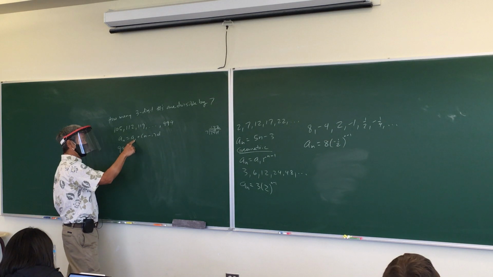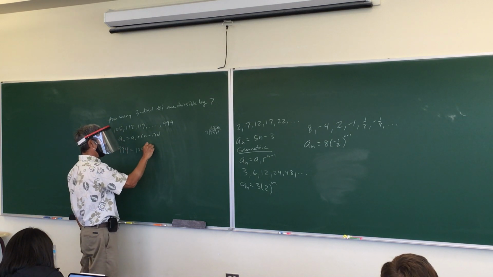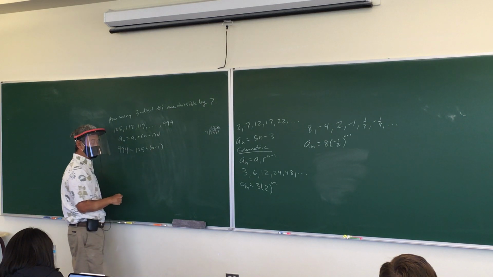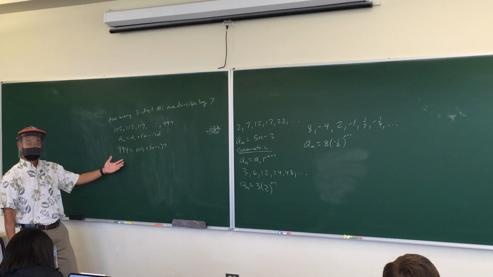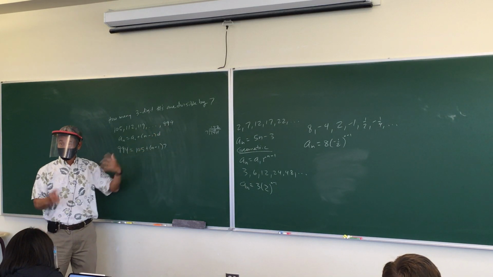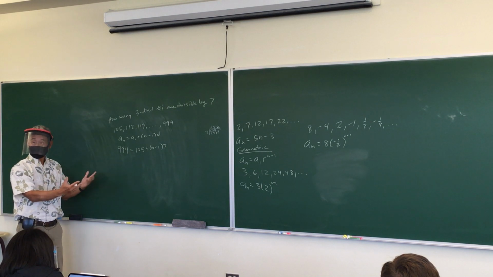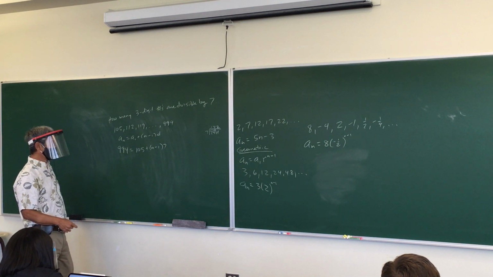What is a sub 1? The first term, 105. Now what is d? 7. If you solve this equation, you will find out what n is. That's the nth term. So n will tell you how many terms there are in this sequence. Okay, how would you solve this equation?